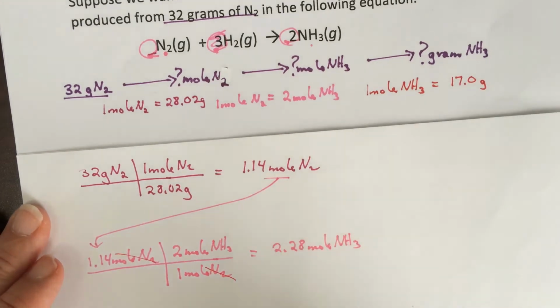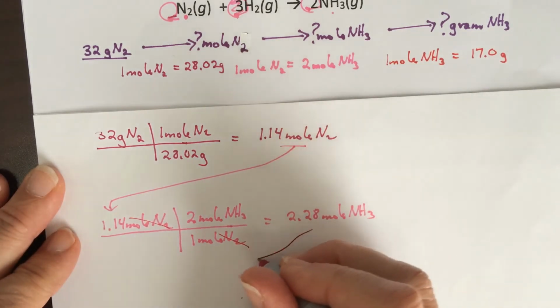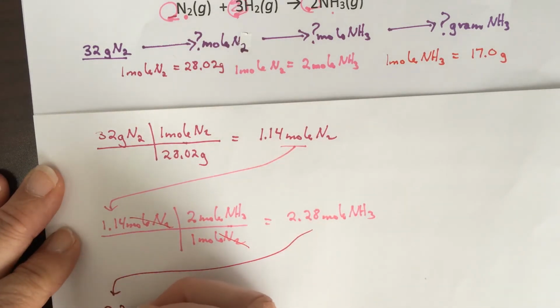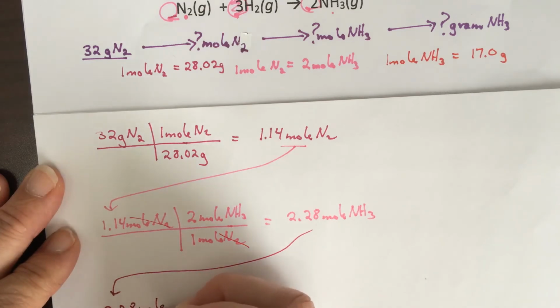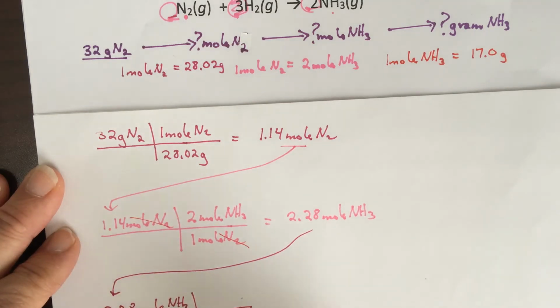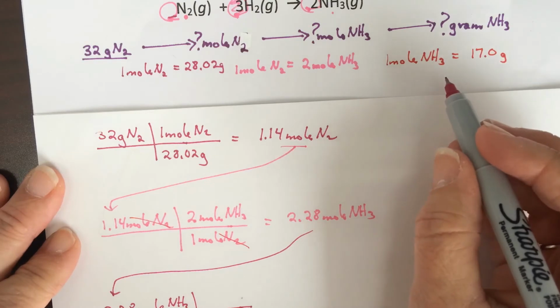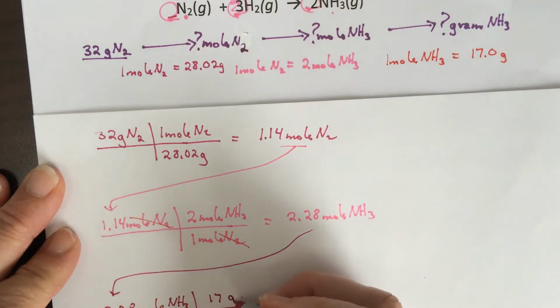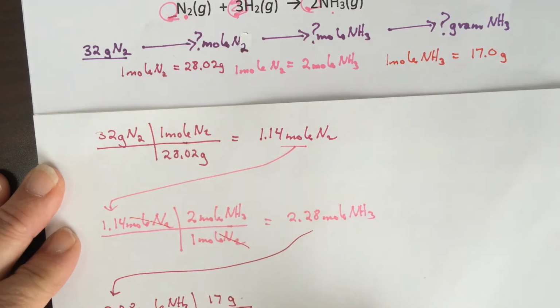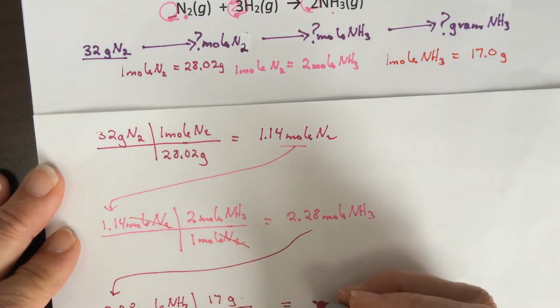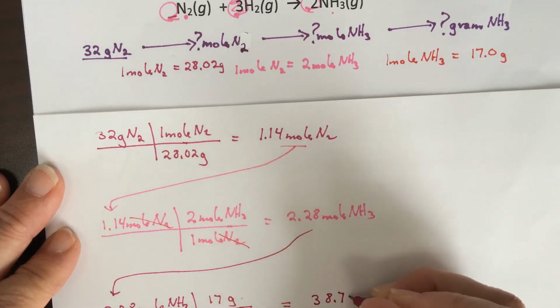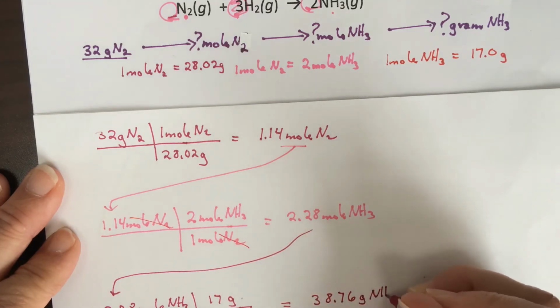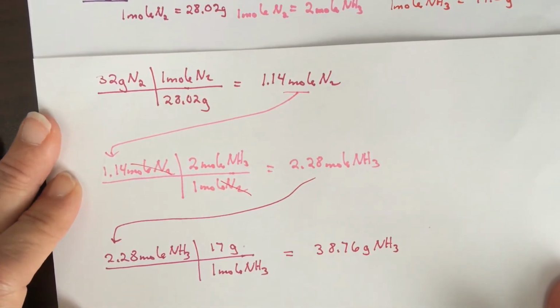We'll take this number then, the 2.28 moles of ammonia, using the molar mass of ammonia, which we calculated up here, is 17. We've got 17 grams is equal to 1 mole of ammonia. So I'll take my 2.28 moles of ammonia times 17, and I'll end up with 38.76 grams of NH3, or ammonia, sorry.